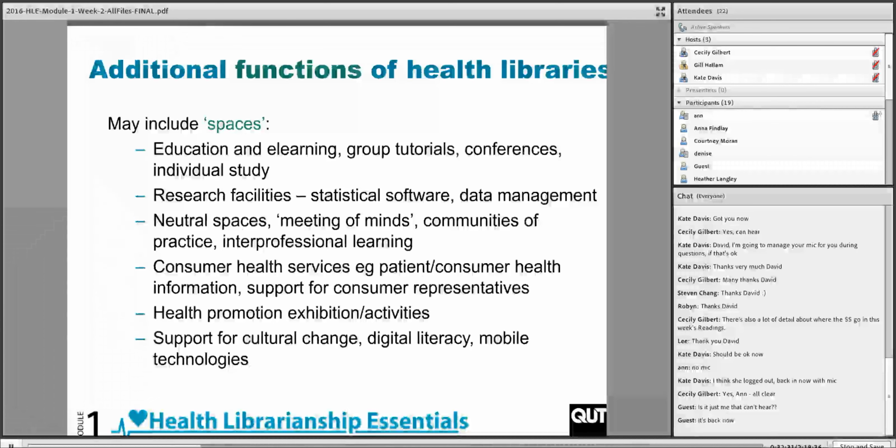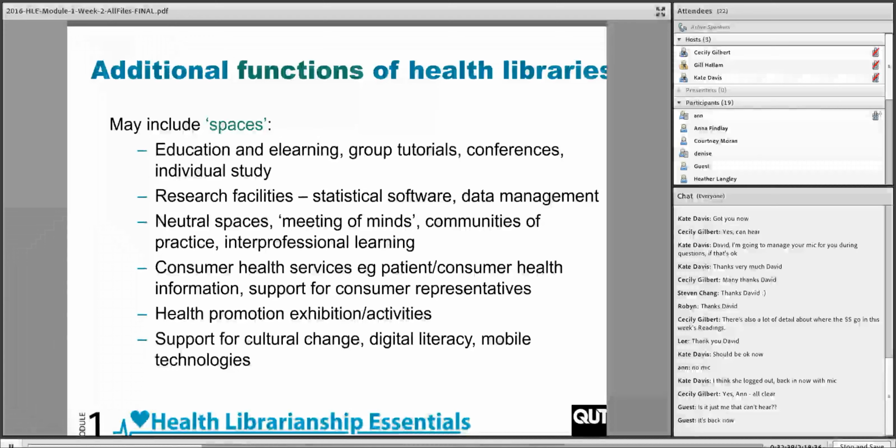I always say that the data might be in the cloud, because people will say, oh, well, everything's cloud-based these days. I would say, well, the data's in the cloud, but the people are on the ground, so the people need spaces to be in, and we've got lots of ideas about how we can use those spaces.